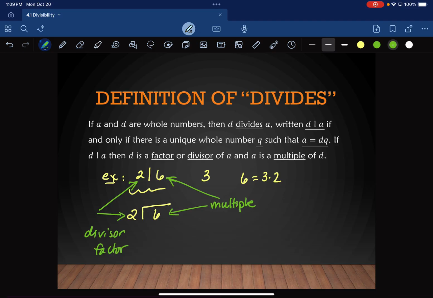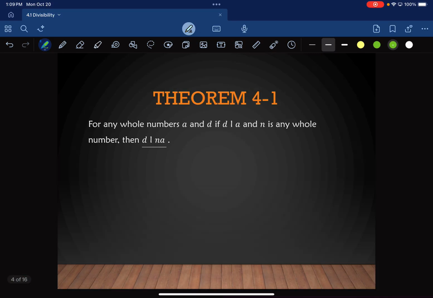Okay, is that okay? You do this, and you've done this for years. You just haven't had quite the same terminology with this word divides in this notation. That's the only difference right now, is this notation. Okay, so we're going to use this notation over and over again. Theorem 4.1 actually extends this idea and says, for any whole numbers A and D, if D divides A, and n is any whole number, then D divides NA. And I'm going to show you again with that same example, we're going to keep running through that same example of why this works.